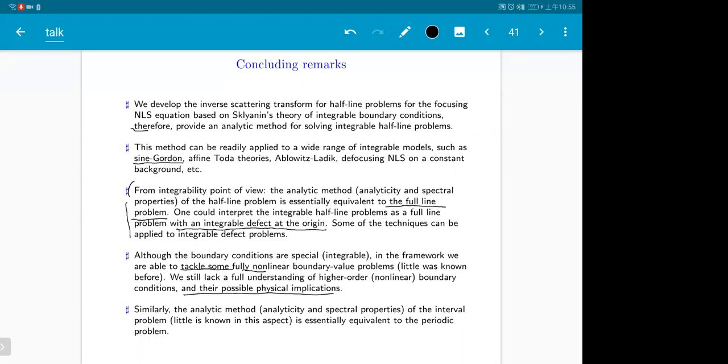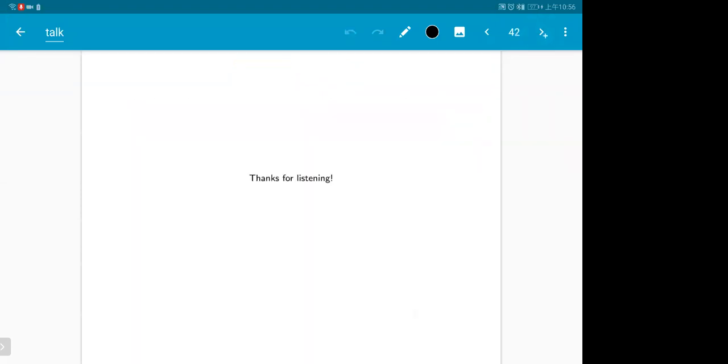So last remark, consider the interval problem. By using the periodic extension of the interval problem, we can develop an analytic method for the interval problem based on techniques for the periodic problem. That's the end of the talk.